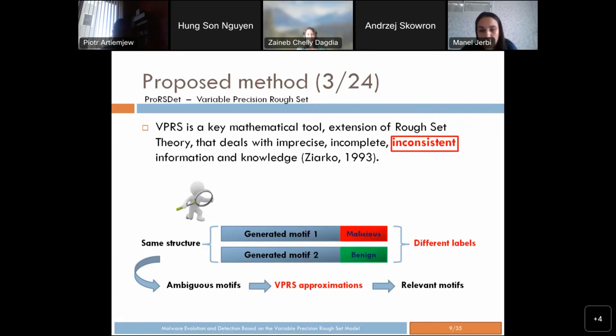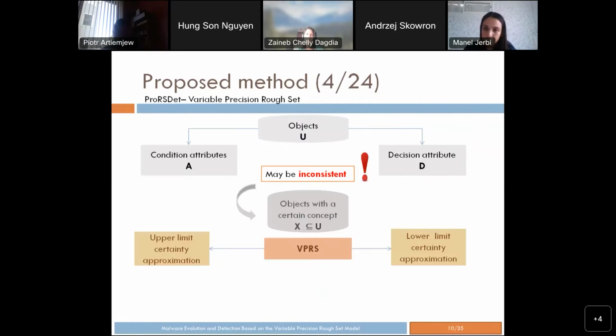RFSET theory, which can be considered as a mathematical tool to deal, among others, with inconsistent information. In fact, inconsistent motifs can share the same structure but at the same time have different labels, which makes them ambiguous motifs. That is when we call for the variable precision RFSET notions, specifically the lower limit and the upper limit approximation, in order to keep only relevant motifs.